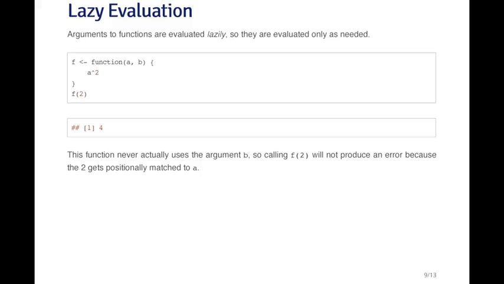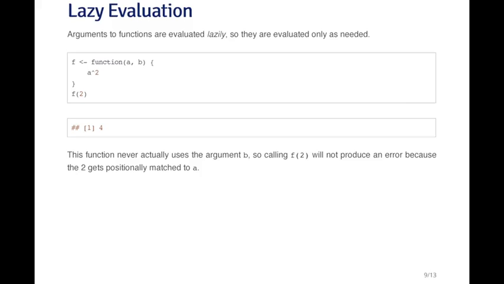So, for example, if you take a look at this function over here, you can see it takes 2 arguments, a and b. But the body of the function only does one thing. It takes a and squares it and then returns it. Now recall that in a function, the return value is whatever the last expression is that's evaluated. So there's only one expression in this function, so that's the last expression, and so it's the return value.